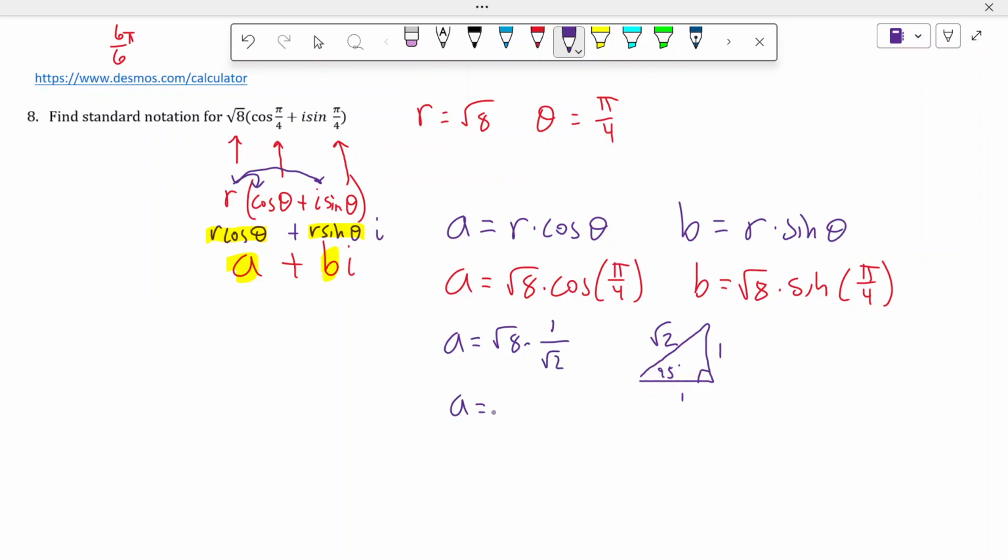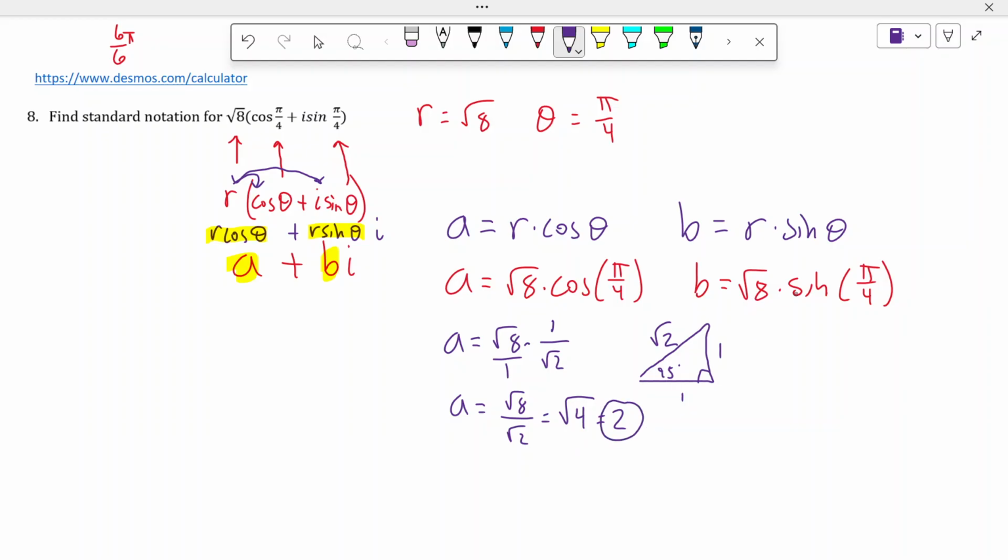Okay, let's crunch that. So, just make that a fraction. Top times top, bottom times bottom. Of course, root 8 over root 2 is actually just root 4. You can divide roots. Roots are all about multiply and divide. So this is just root 4, which is just normal 2. So a is 2. We need that for our answer.